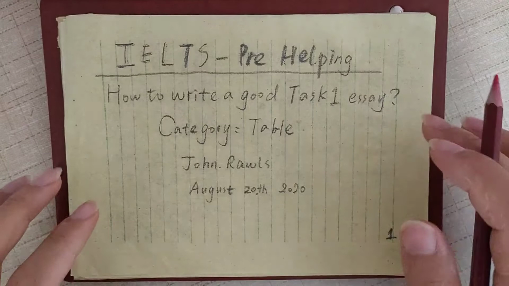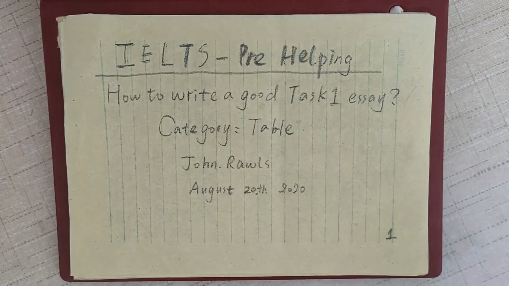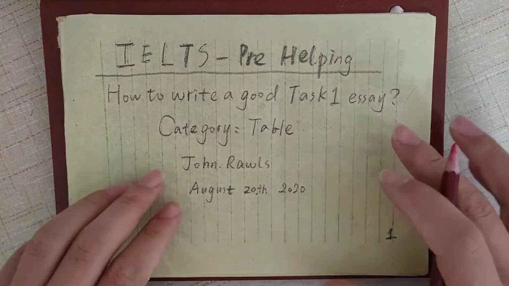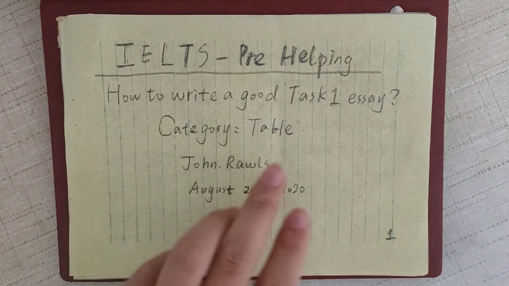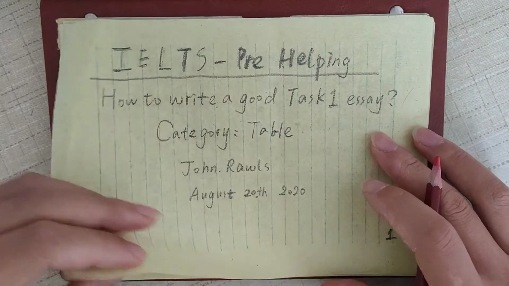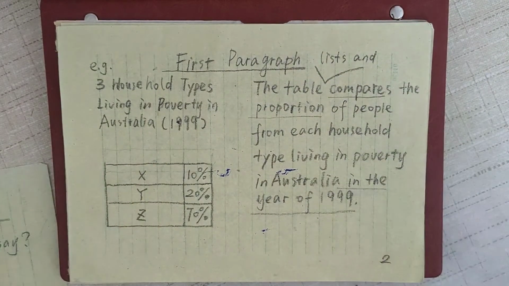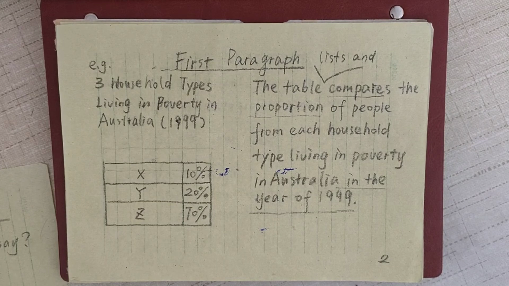Today I want to share with you something about how to write a good Task 1 essay. Today I will talk to you about some tips about the table. In the first paragraph, there is something different from the line graph.